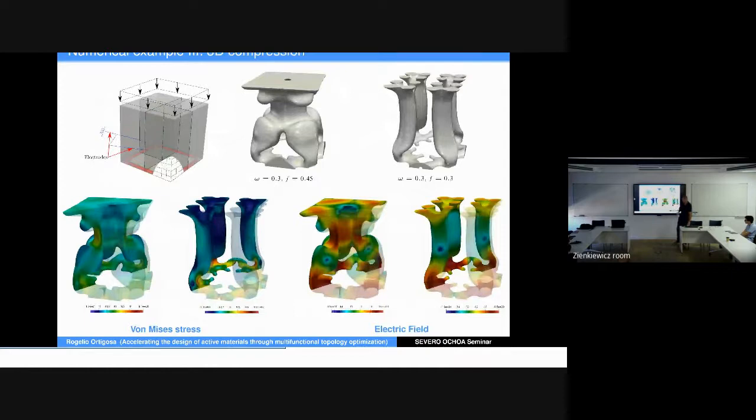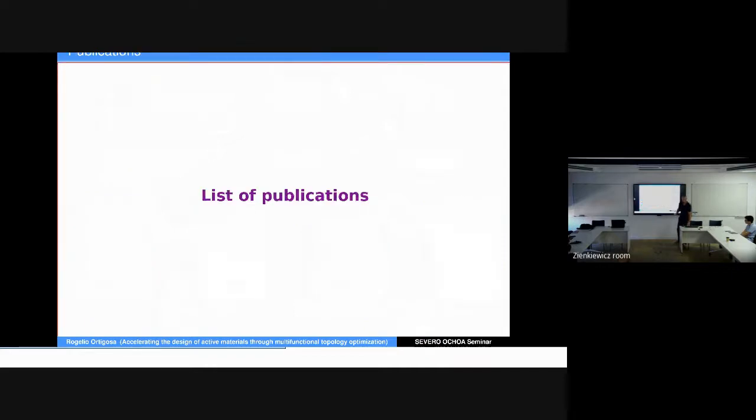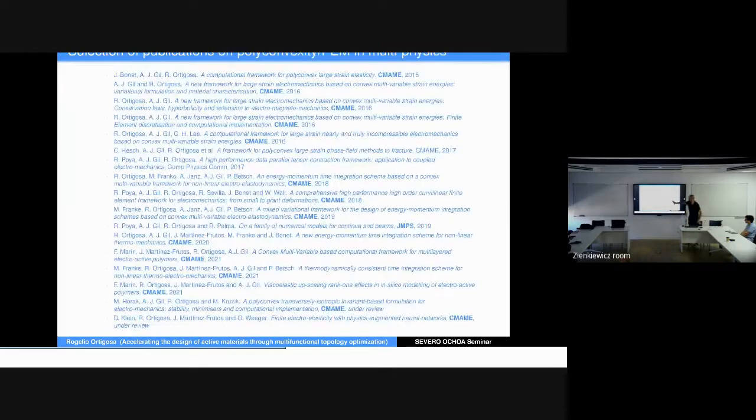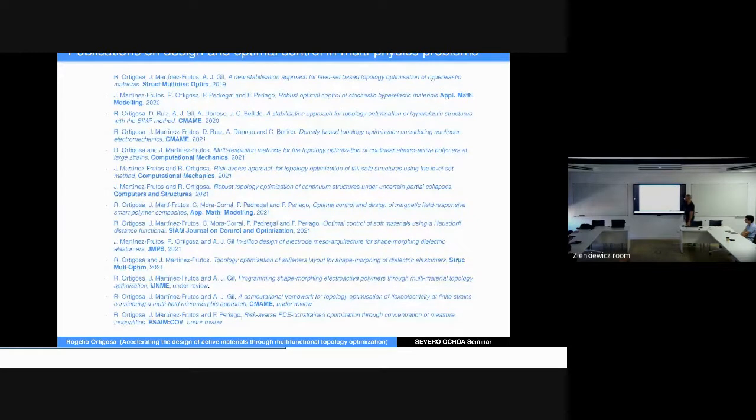Okay, 3D, and I'm going to give Ignacy the presentation, in case you are interested in the work that I presented before. There are a number of publications related to the previous part on nonlinear continuum mechanics, polyconvexity, etc. And then a number of publications on the application of topology optimization, optimal control, etc., to those problems. So if you want to check them, you are welcome.